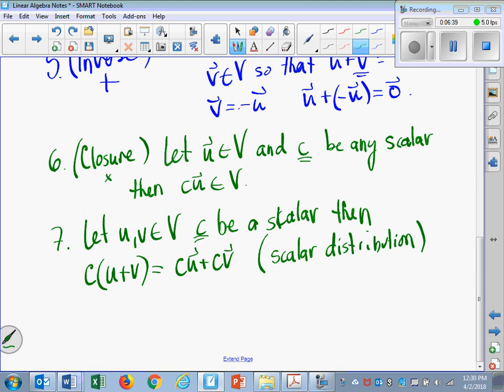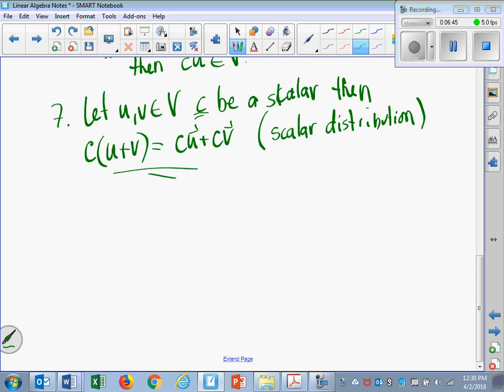So what is a vector space? We're defining a vector space. So all vector spaces have to have this property. If they don't, then it's not a vector space. So it has to have this property that you can distribute scalars over a sum of vectors. The next one is vector distribution over a sum of scalars.